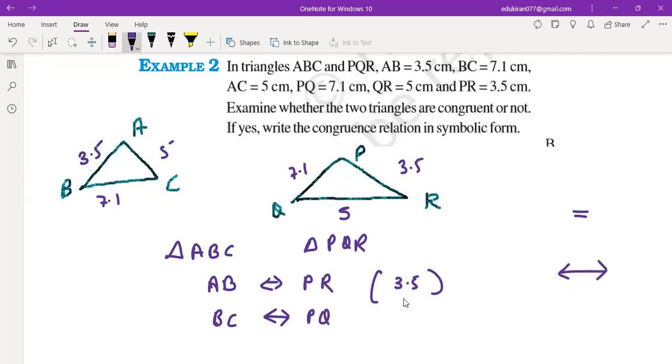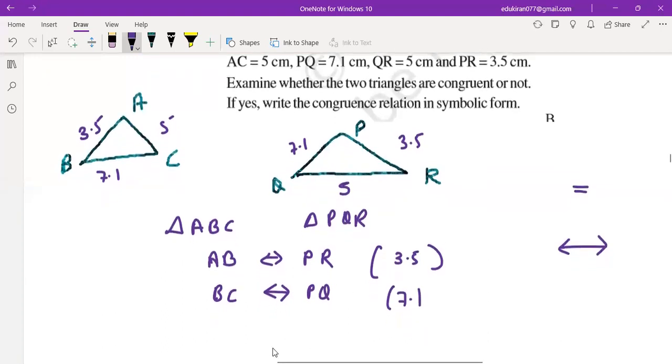Okay, ma'am, we have to just write what is equal to what? So this BC is equal to PQ. They both are 7.1, right? And the third one is your AC. AC would correspond to QR, right? They both are 5 centimeters. Clear?